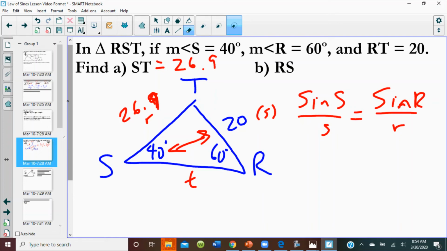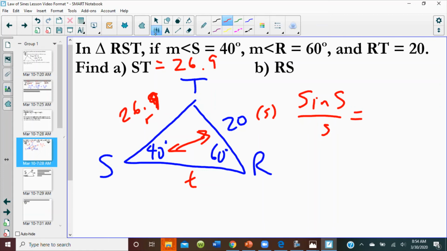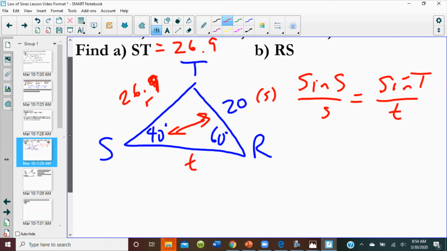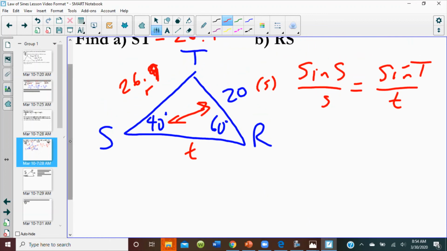Now we know the information about the sine of s over s, so we'll leave that constant. Instead of using sine of r over r, which is an approximation, I recommend we always use given information. So it'll be the sine of t over t. Let's now set up our equation, very similar to before. We're going to have the sine of 40 over 20 is equal to... oh wait, we didn't solve for angle t, but we know what angle t is.